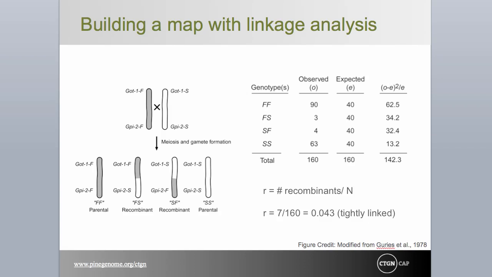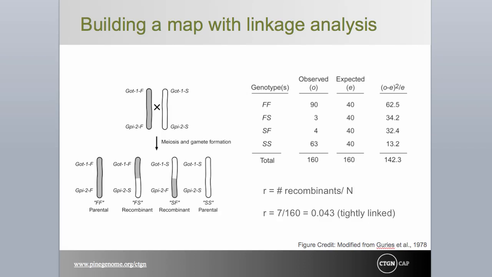If the loci were not linked, the expectation for the frequency of all pairwise combination of alleles would be equal. That is, each should occur 25% of the time. In a total sample of 160 seed, therefore, there should be 40 with the F allele at both loci, 40 with the FS genotype, etc. In fact, what was observed was an abundance of FF and SS genotypes. A chi-squared test reveals that the distribution deviates significantly from expectation, suggesting the loci were linked.